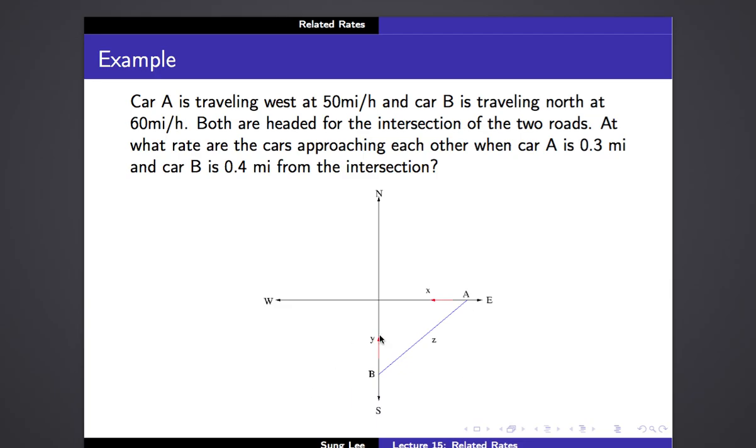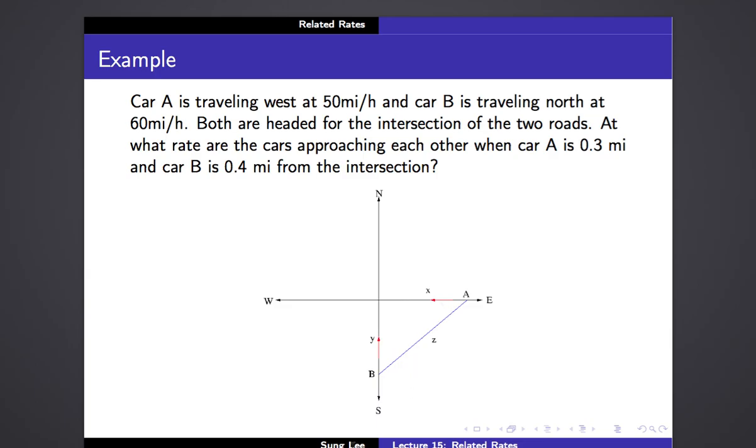Okay, so this picture depicts what's described in the question. Here there are two quantities, x and y. x represents the distance from the intersection to car A, and y represents the distance from the intersection to car B. There is another quantity, z. z is the distance between A and B, as you can see. So x, y, z, as you can see easily, form a right triangle.